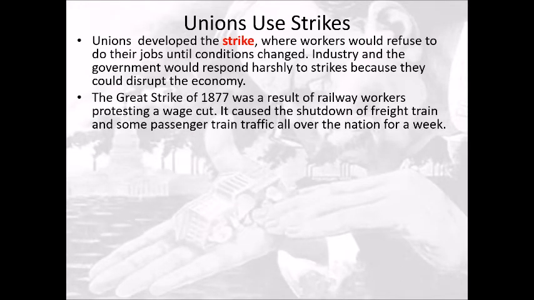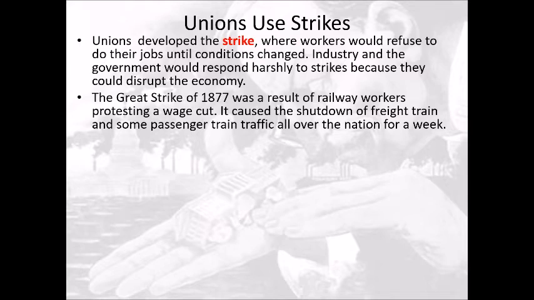The Great Strike of 1877 was a result of railway workers protesting a wage cut. It caused a shutdown of freight train and some passenger train traffic all over the nation for a week. Think about it. Businesses can't get their goods to market if they have no way to get them there. And freight trains do that.